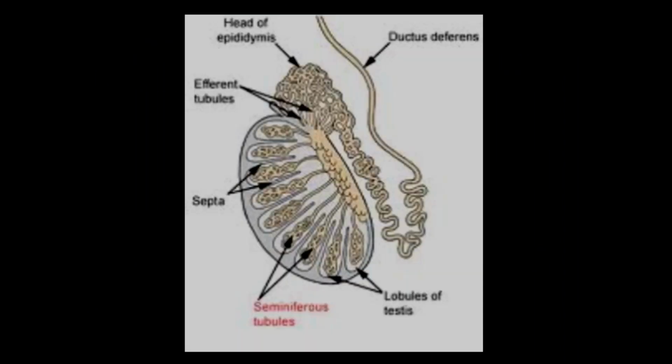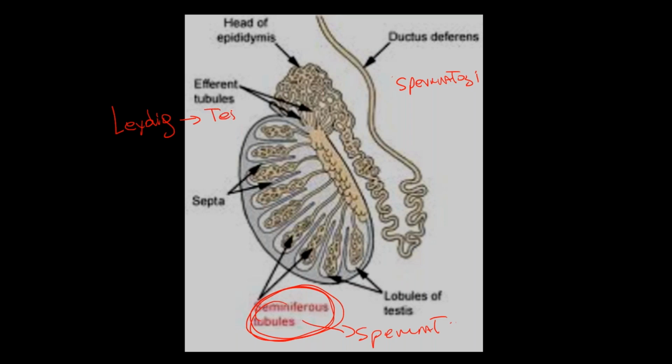If you remember, here we have the spermatozoids. The spermatozoids are going to be formed in the seminiferous tubules. Okay? We have the Leydig cells that produce what? Testosterone. And the Sertoli cells that are going to nourish the spermatozoids. The Sertoli cells are inside the seminiferous tubules, and the Leydig cells are outside, in between the seminiferous tubules.